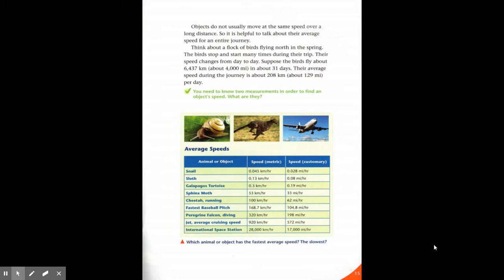So you need to know what two measurements in order to find an object's speed? What are they? If you said the distance the object traveled and the time it took to travel, you are correct. So here are some average speeds of animals. Snail, 0.045 kilometers per hour. Sloth, 0.13 kilometers per hour. Tortoise, 0.3 kilometers per hour. A sphinx moth, 53 kilometers per hour. A cheetah running is 100 kilometers an hour. Fastest baseball pitch, 168.7 kilometers an hour. A falcon diving is 320 kilometers per hour.